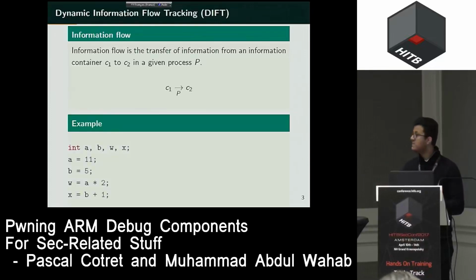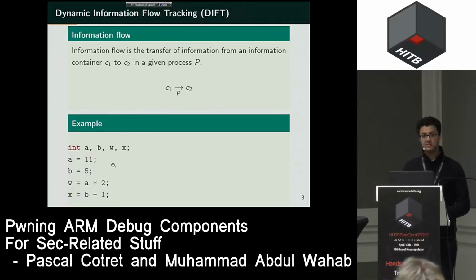Just to give an example, on the application level here, we have four information flows. On line 2 and line 3, we have information flows from constants towards variables. On line 4 and 5, we have information flows between variables, between A and W, B and X.